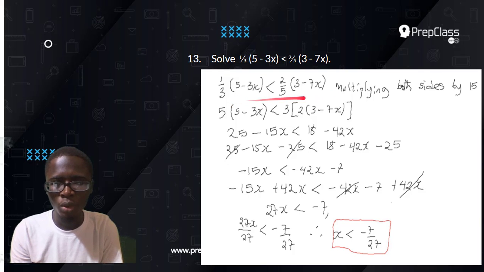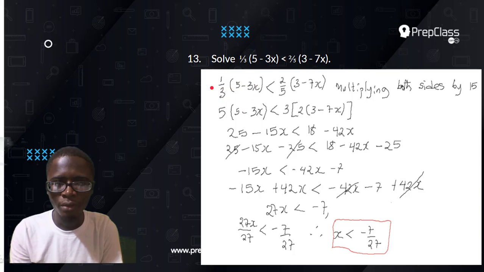So the first thing we do is to look for the LCM of the denominators. That's the LCM of 3 and 5. And that LCM is 15. We just got that by multiplying 3 times 5, which is 15. So I multiply every term here, both sides of the inequality, by the 15. So 15 times everything here.